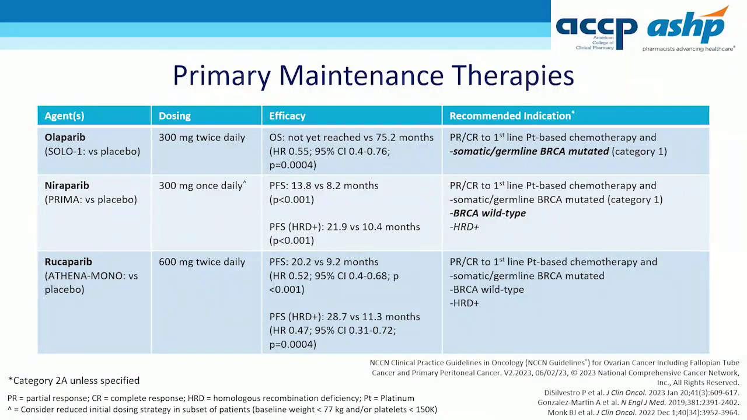And then moving into rucaparib, which is ATHENA-MONO. This is 600 milligrams twice daily. For this, again, we see a progression-free survival benefit in the overall population as well as a progression-free survival benefit in those with HRD. And for this reason, similar to niraparib, it is indicated regardless of their BRCA mutation status, although, again, still going to be Category 1 for a BRCA mutated patient.